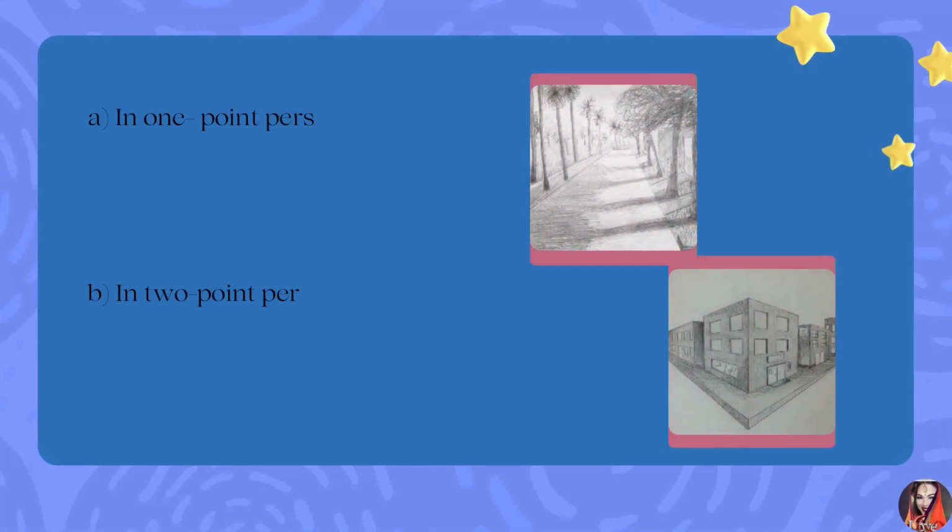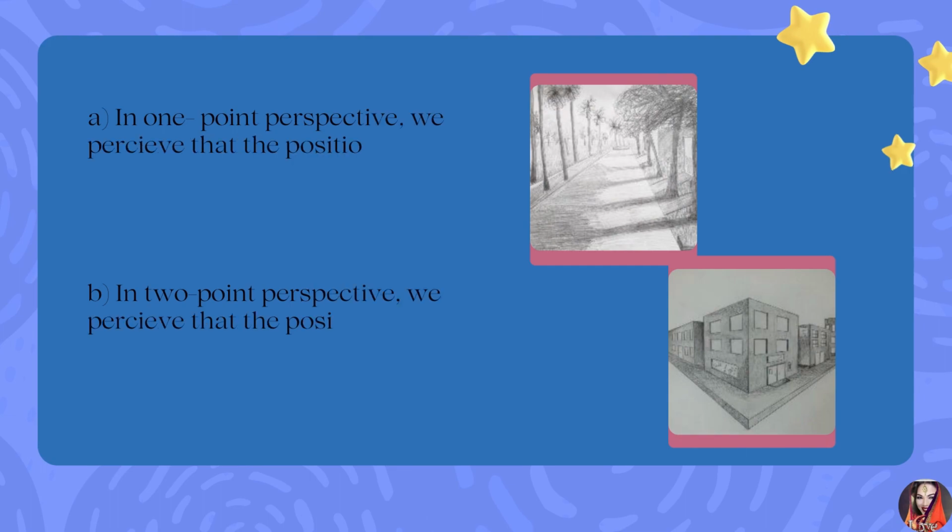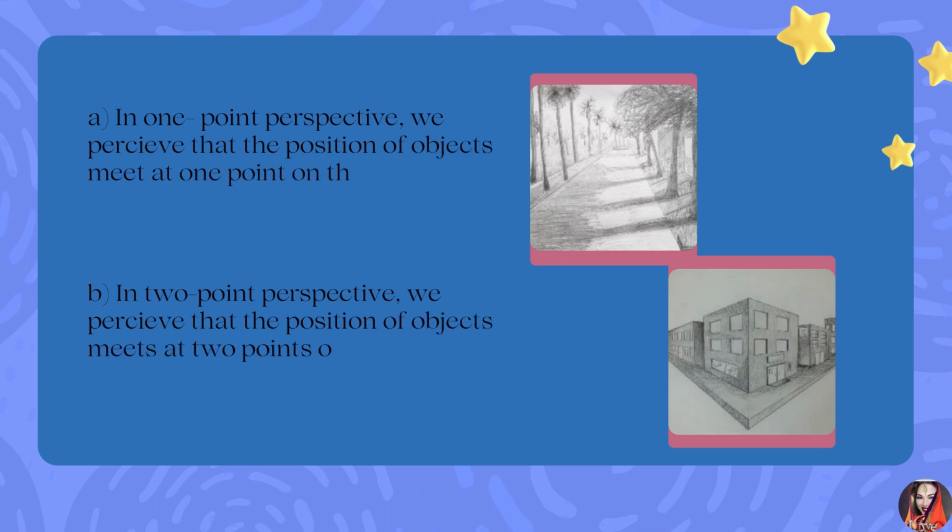Moreover, perspective is a technical means by which we perceive distance in painting, by which we are made to see the position of objects in space. In one-point perspective, we perceive that the position of objects meet at one point on the horizontal line. In two-point perspective, we perceive that the position of objects meets at 2 points on the horizontal line.